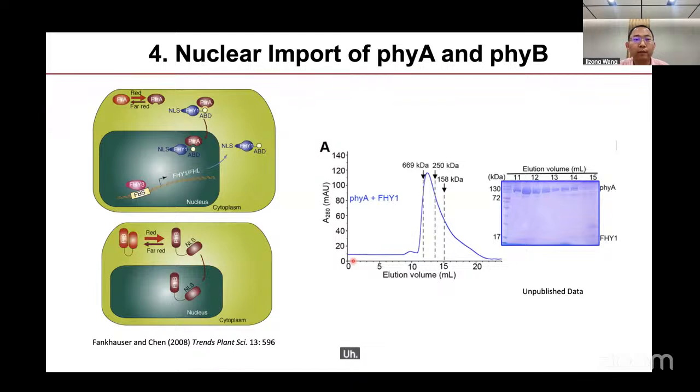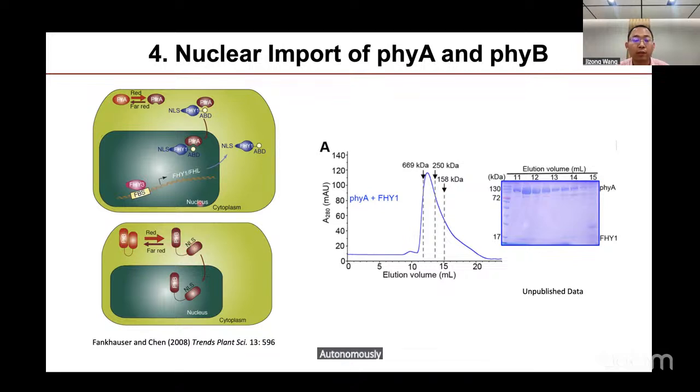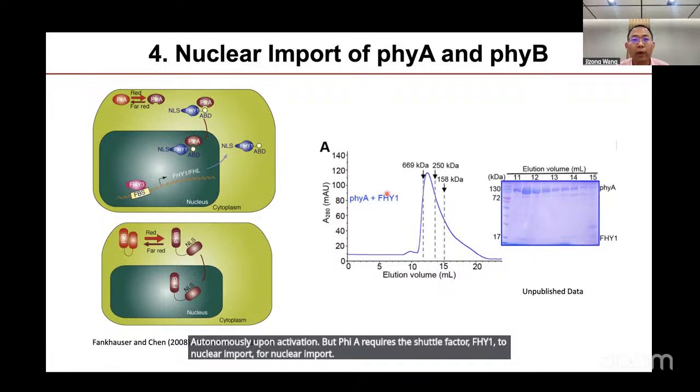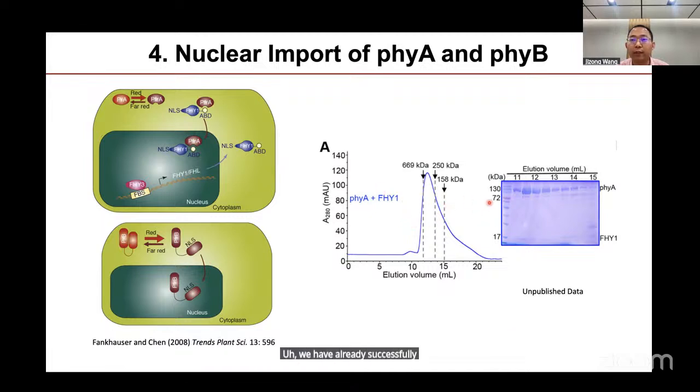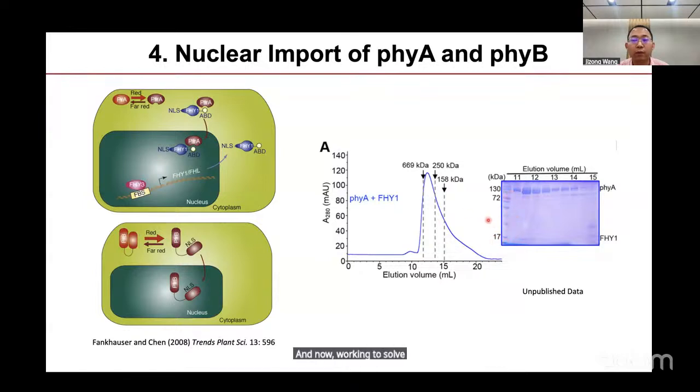We have learned that phyB carries an intrinsic nuclear localization signal and enters the nucleus autonomously upon activation. But phyA requires the shuttle factor FHY1 for nuclear import. We have already successfully prepared the FHY1 segment bound phyA Pfr protein complex and are now working to solve this structure. This should reveal exactly how phyA's nuclear entry works at the molecular level.